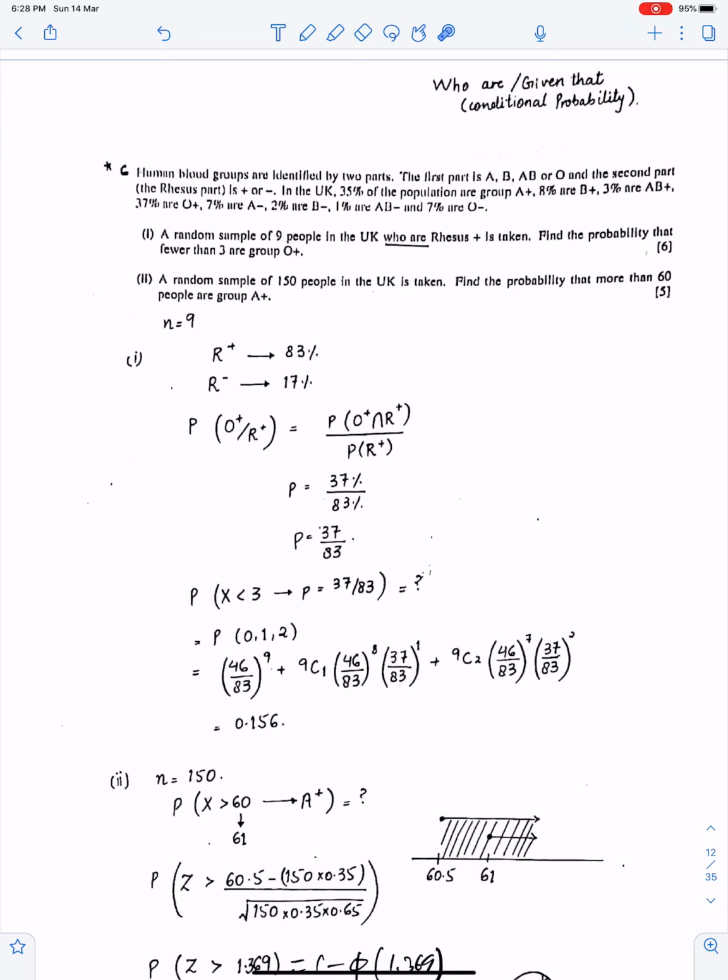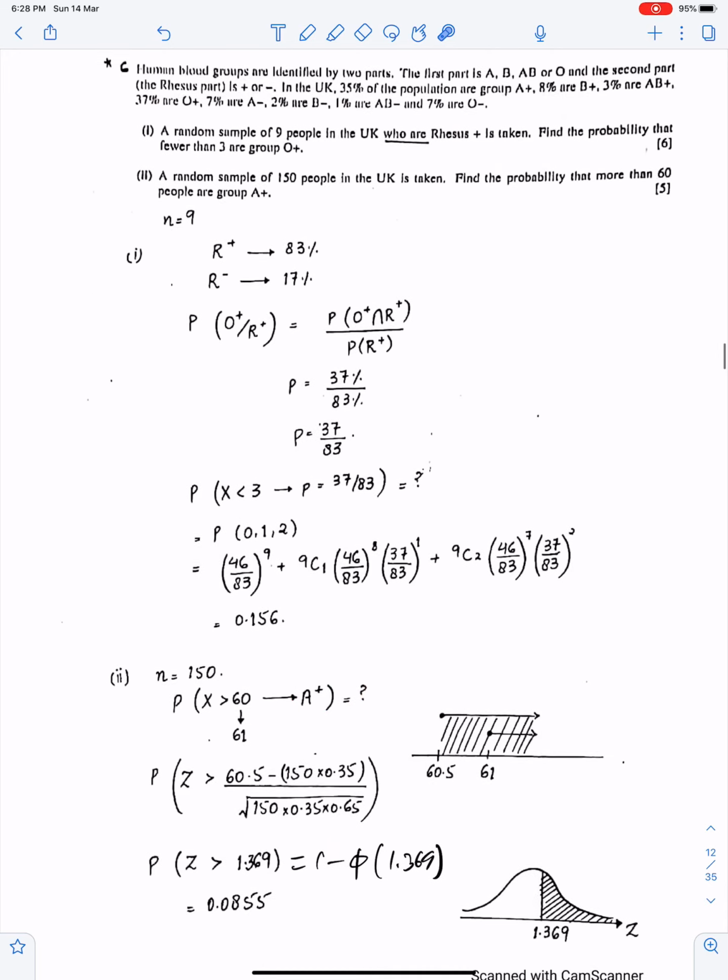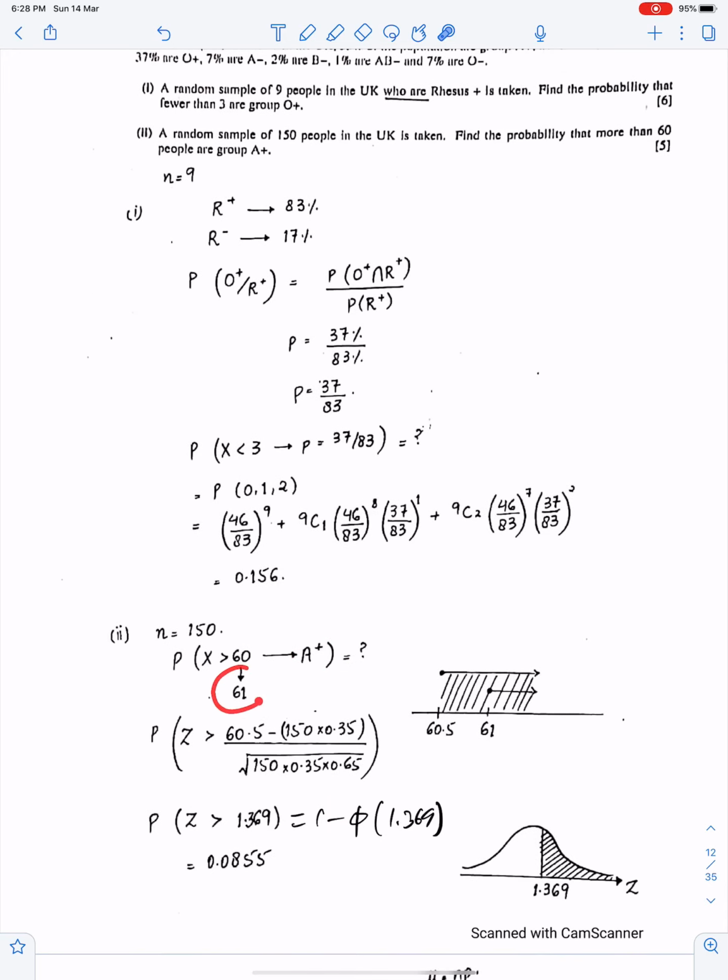I will discuss just part 2 of this question. A random sample of 150 people in the UK is taken. That means n is 150. Find the probability that more than 60 people are group A plus. This information will help you to take the P of the binomial. There are 35% who are A plus, so P is 0.35, and the first number should be 61. Take the lower bound. This is NP, NPQ. That's the final answer.